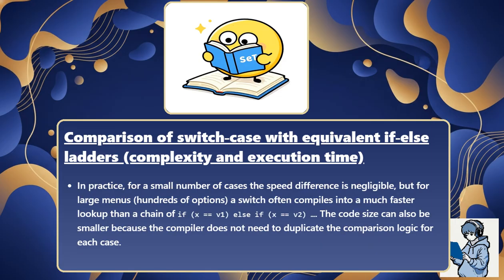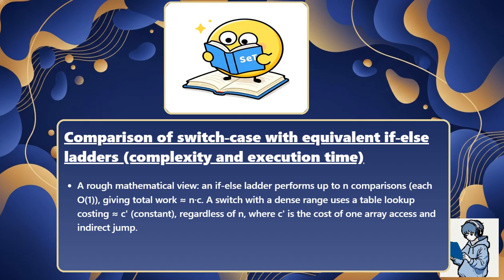In practice, for a small number of cases, the speed difference is negligible. But for large menus, hundreds of options, a switch often compiles into a much faster lookup than a chain of if x equals v1, else if x equals v2. The code size can also be smaller because the compiler does not need to duplicate the comparison logic for each case. A rough mathematical view: an if-else ladder performs up to n comparisons, each O(1), giving total work approximately n times C. A switch with a dense range uses a table lookup costing approximately C', constant regardless of n, where C' is the cost of one array access and indirect jump.